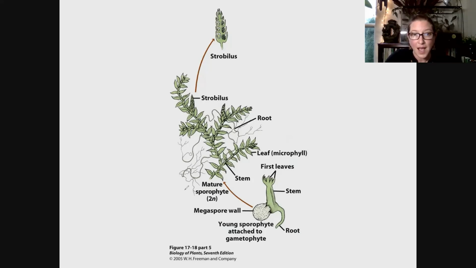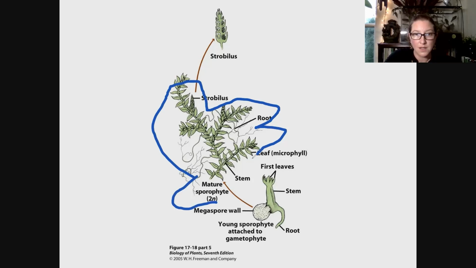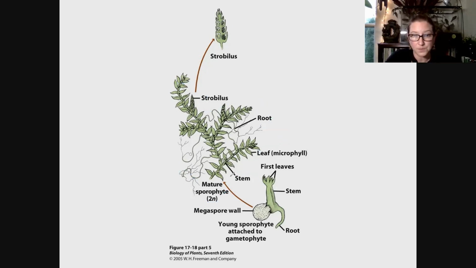Eventually the wall of the spore will just fall off, the gametophyte will disintegrate, and the sporophyte plant, which is this thing, will be able to just go live its life independently because it's the dominant generation. So here we see this whole thing here is the mature sporophyte plant of Selaginella.